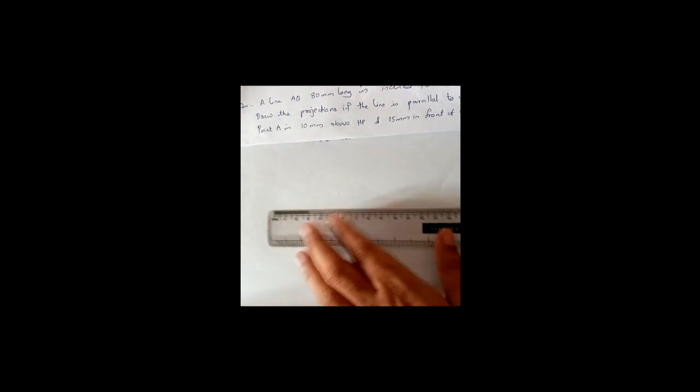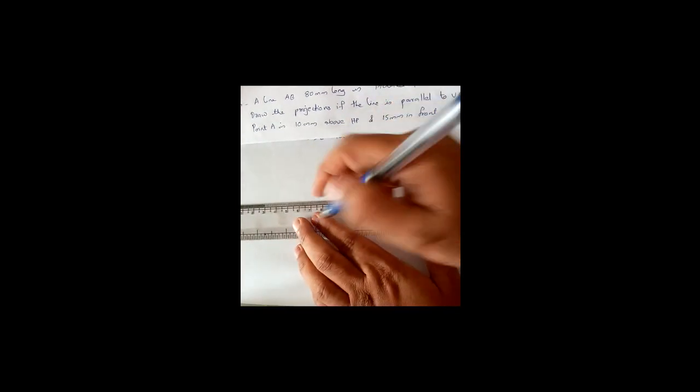So a line AB 80 mm long is inclined 40 degree to HP. Draw the projection if the line is parallel to VP. Point A is 10 mm above HP and 15 mm in front of VP. So first problem, I will just show how to use scale also here. So first we will be starting with the XY line. Draw XY line.